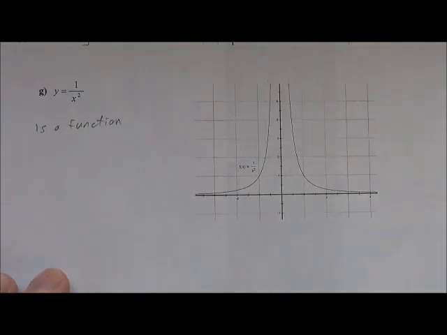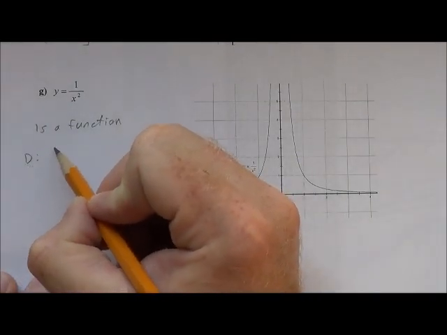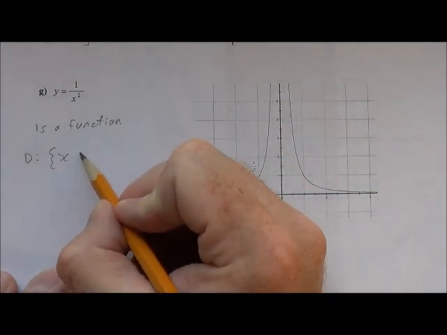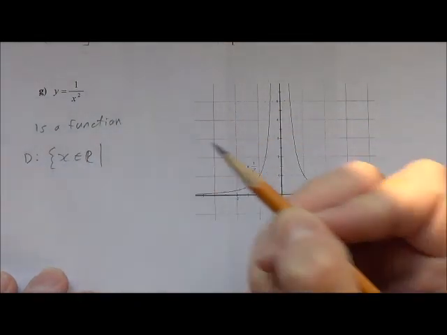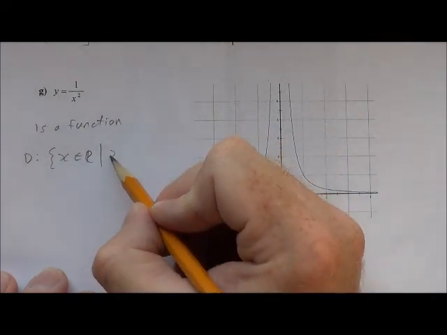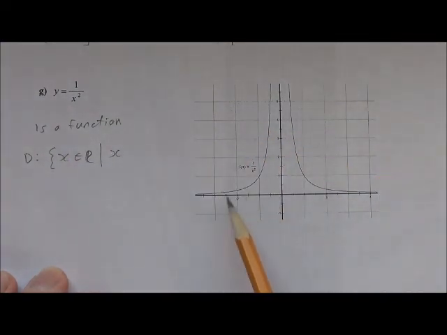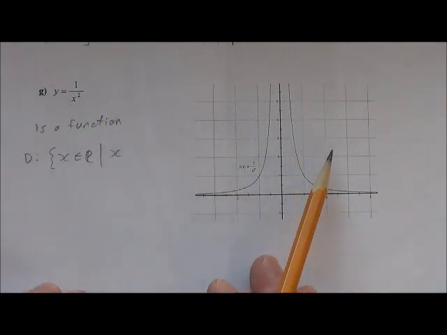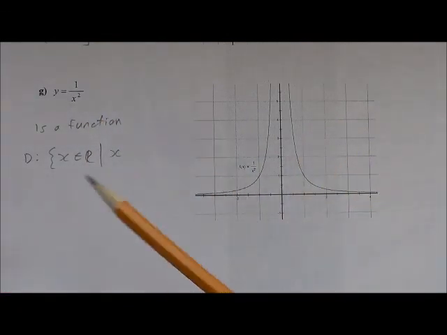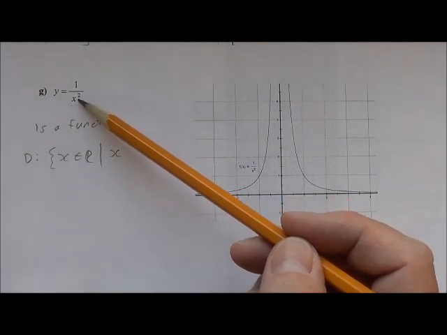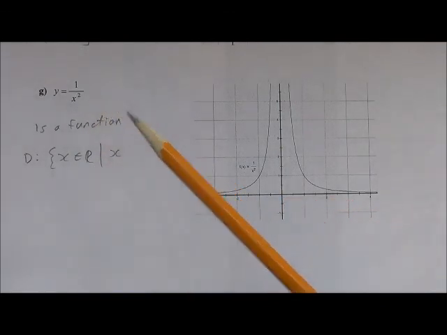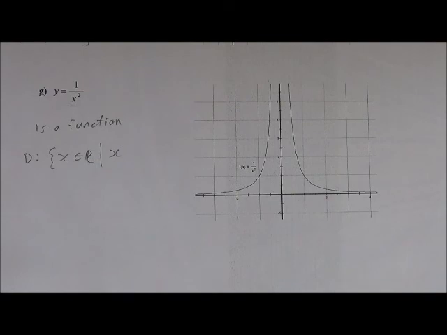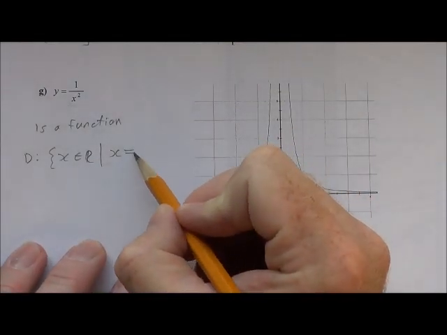And take a look at the domain. x is an element of all real numbers such that, and we see that because of the denominator, what's special about when you have a value divided by another value? What can that denominator not be ever? Okay, x cannot equal 0.